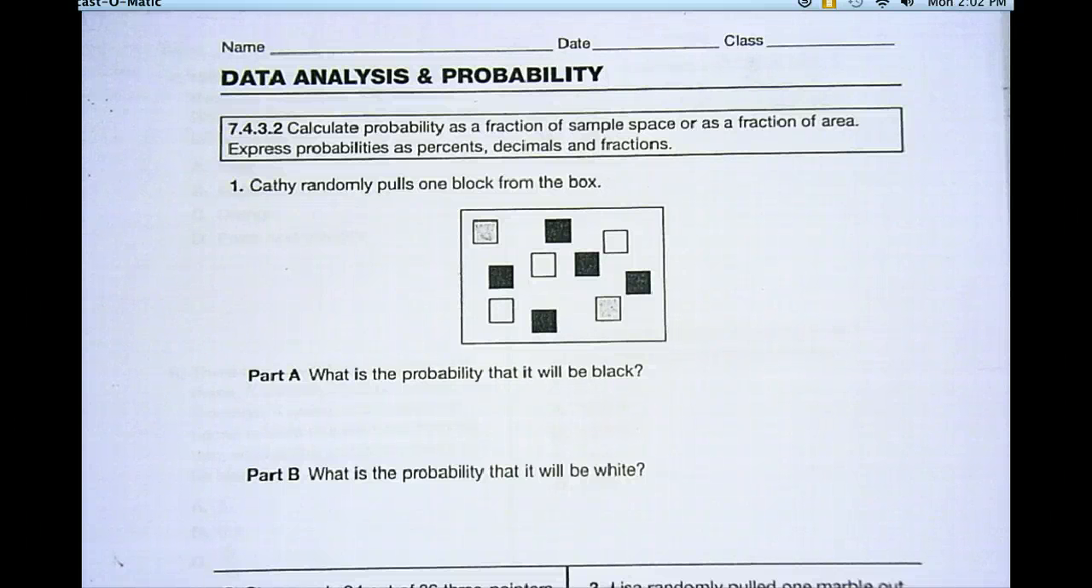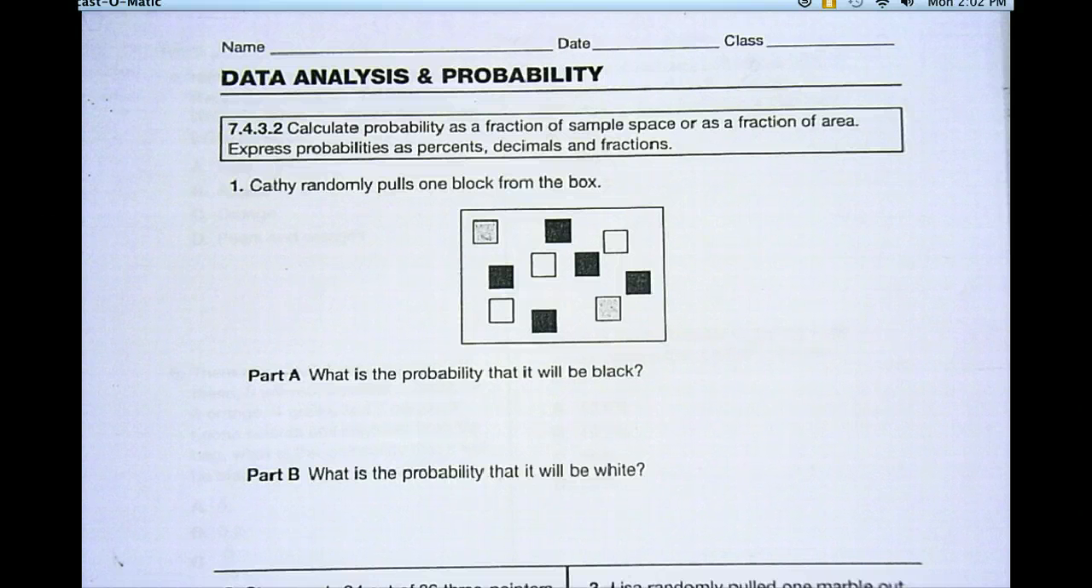Okay, Oak Rovers, this is a video that's going to help you with Math Standard 7.4.3.2 in your MCA III Test Prep packet. The standard reads like this: Calculate probability as a fraction of sample space or as a fraction of area. Express probabilities as percents, decimals, and fractions. And this is in the strand Data Analysis and Probability.